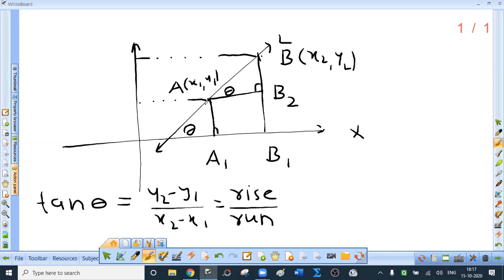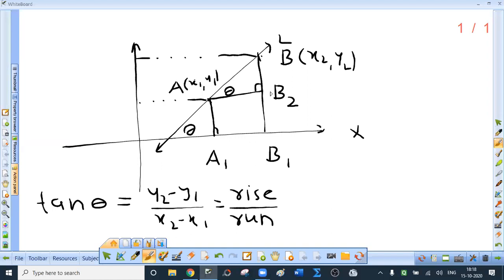Now in right triangle ABB2, what is tan theta? Tan theta is the opposite side BB2 upon the adjacent side AB2. Note that BB2 is nothing but BB1 less B2B1. I repeat, tan theta is BB2 upon AB2. Now BB2 is BB1 less B2B1. Actually, we did this yesterday while explaining the proof of shift of origin. What is B1?